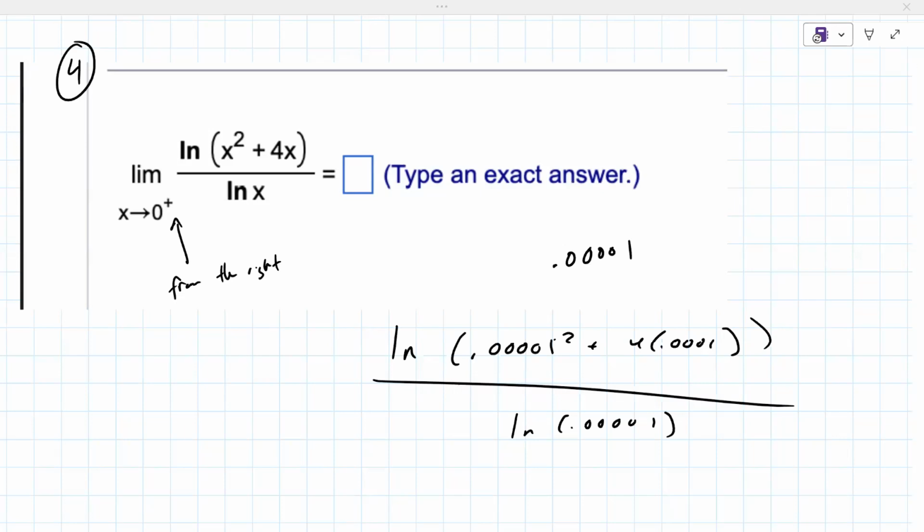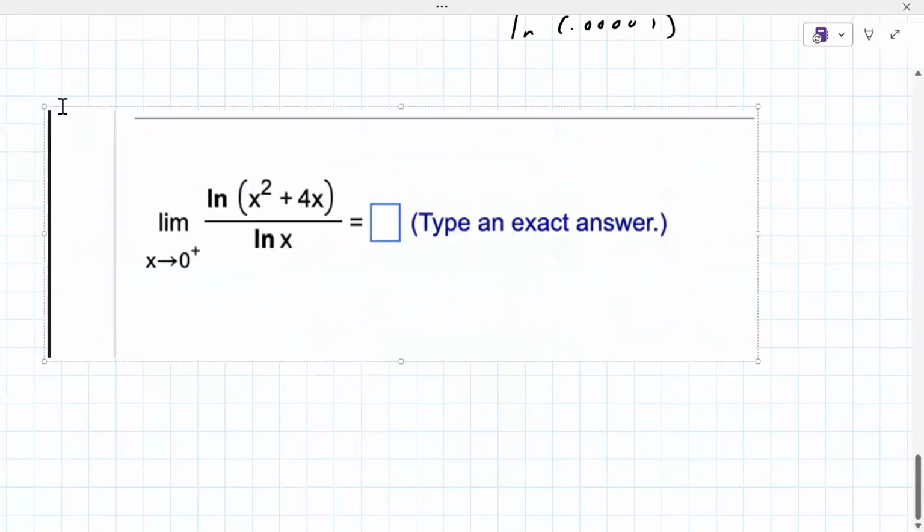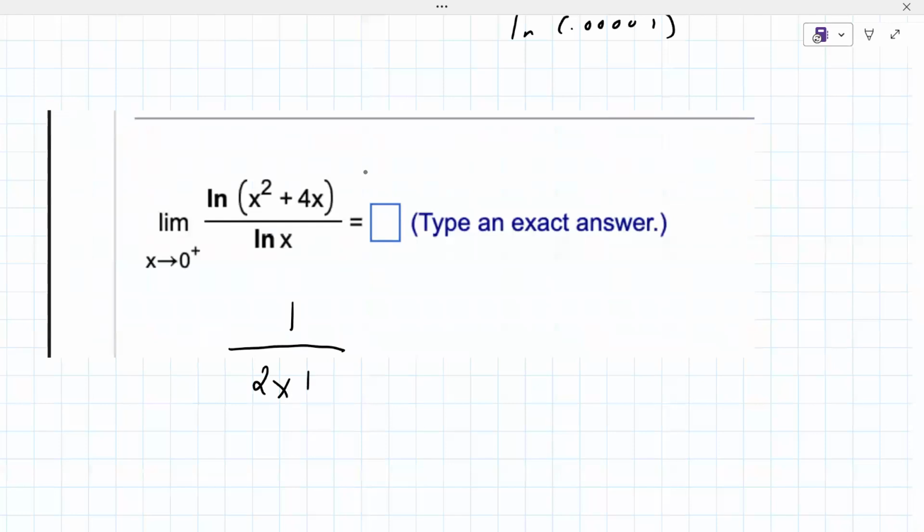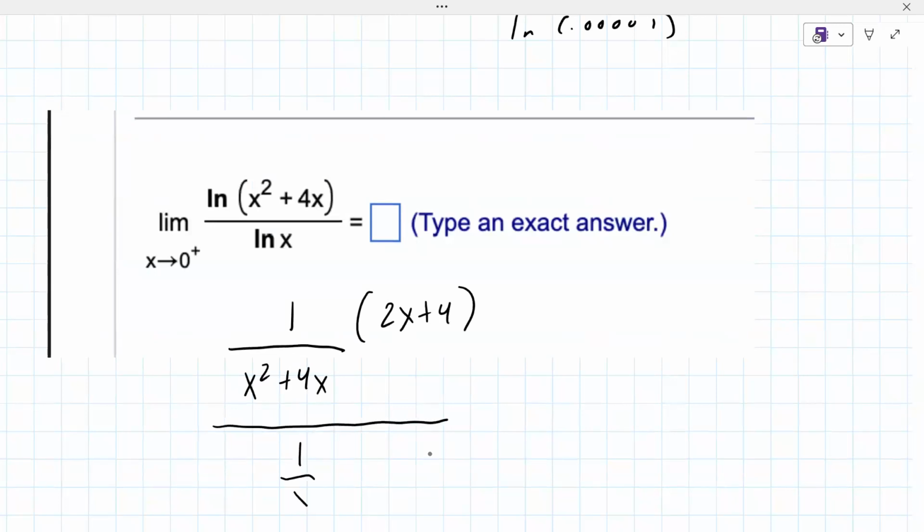Okay. So let's just do this the traditional way. We have to take a derivative of the top. The derivative of the top is 1 over the inside function, x squared plus 4x, times the derivative of the inside function, which is 2x plus 4. The bottom's derivative is 1 over x.